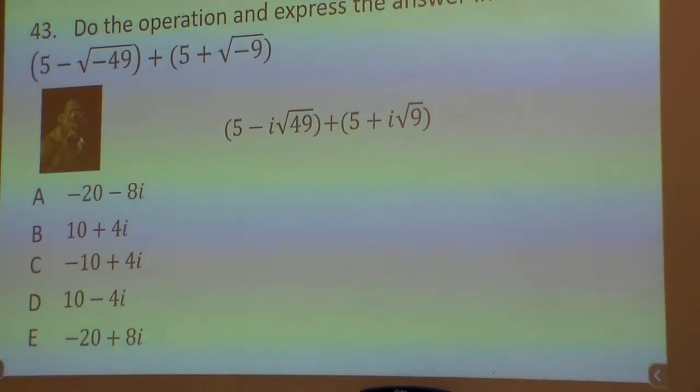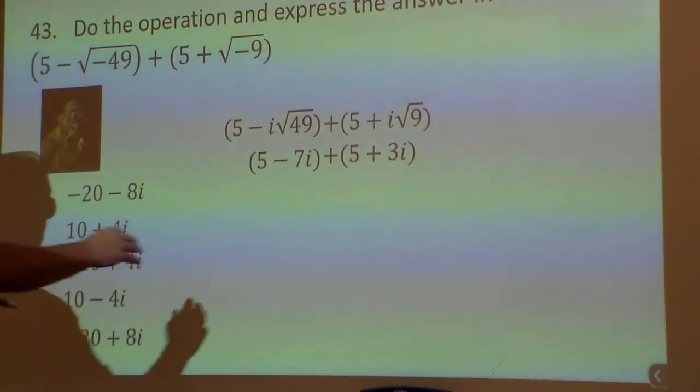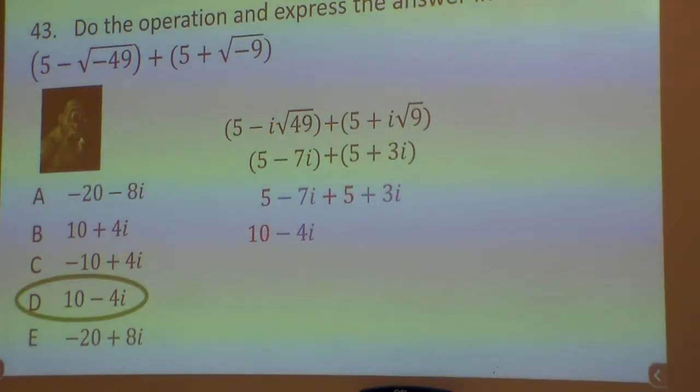Now then, I can square root 49, which is what? 7. And I can square root 9, which is 3. Now the plus sign is not really needed here. These terms are going to be the same. I can add the 5 and 5 together. Then I can add the negative 7i and 3i together. Well, 5 and 5 make 10, and negative 7 plus 3 makes negative 4i, so that makes the answer then letter D. Letter D on this one.